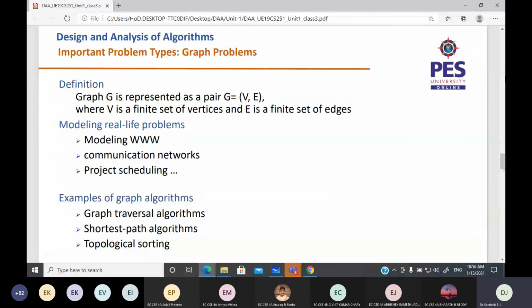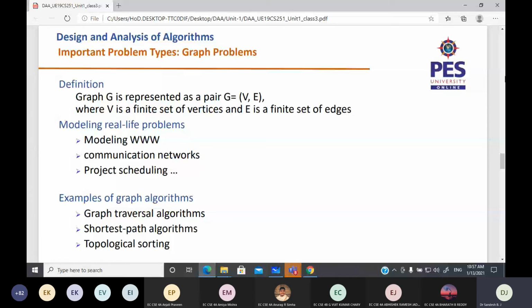Then there are problem types like graph problems. Real world problems can be modeled as graphs, whether it could be an air or road network, a communication network, modeling the World Wide Web, or project scheduling. So these real world problems can be represented as graphs. There are certain algorithms like graph traversal algorithms. You have seen in your data structures course two of them, depth first search and breadth first search. To visit every node in a graph, you use graph traversal algorithms.